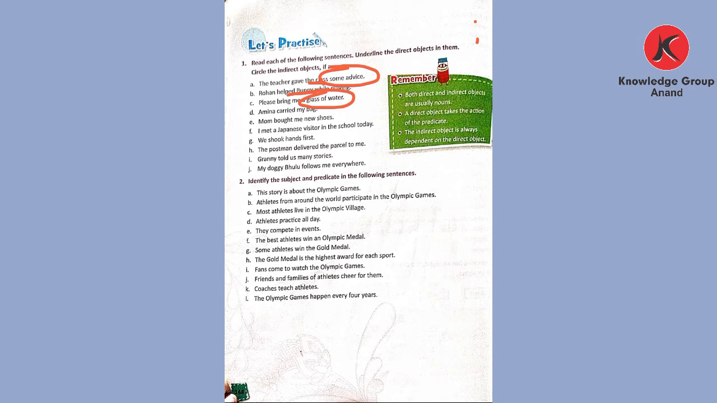Amina carried my bag. So we have to underline my bag. My bag is a direct object. Mom bought me new shoes. Now new shoes is a direct object, which you have to underline, and me is the indirect object. I met a Japanese visitor in the school today. So a Japanese visitor, that you have to underline, is a direct object, and in this sentence we don't have an indirect object.